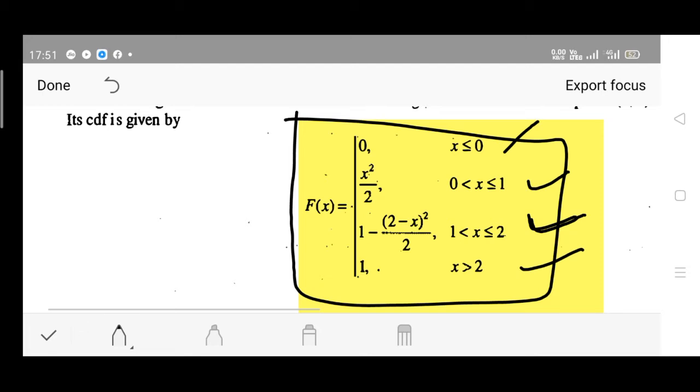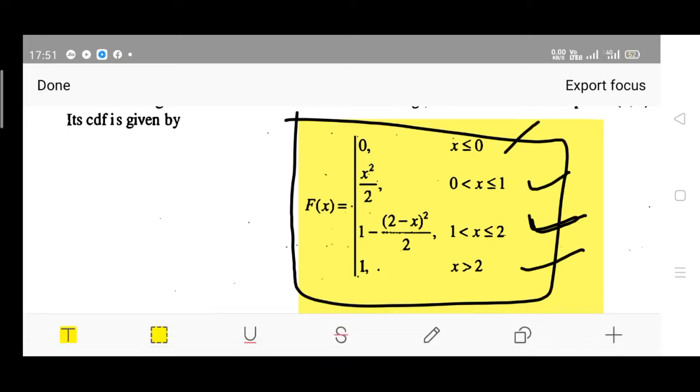Please remember, try to remember these ranges and all. Four different ranges we are considering for the probability cumulative distributive function. That is less than 0, as you are aware, for all types of random variates, for less than 0 its value will be 0 only.